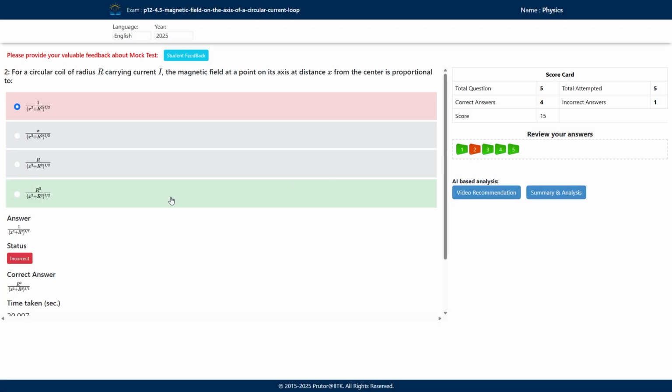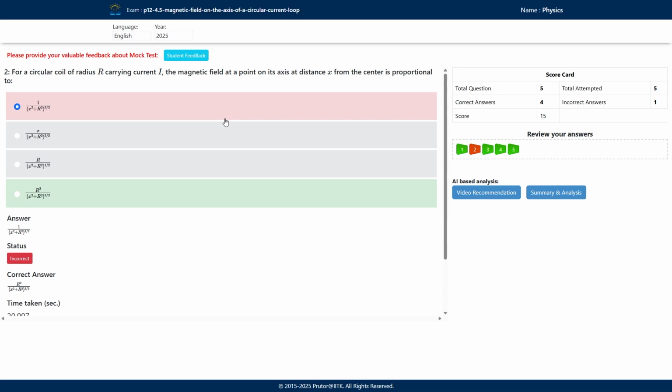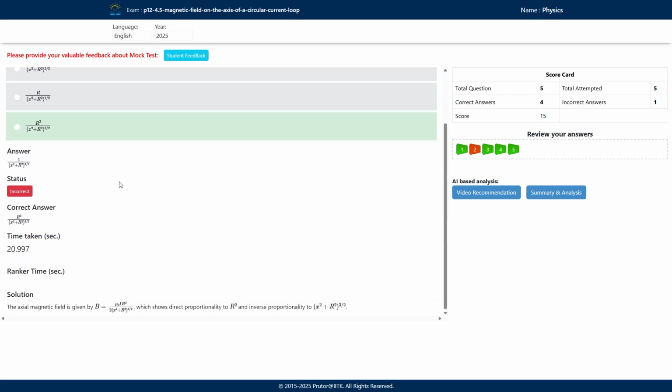The second question came out to be wrong. The field at distance x from the center is proportional to r squared upon (x squared plus r squared) raised to the power 3 by 2. Because there is r squared in the formula, B equals mu naught I r squared upon 2 (x squared plus r squared) raised to the power 3 by 2.